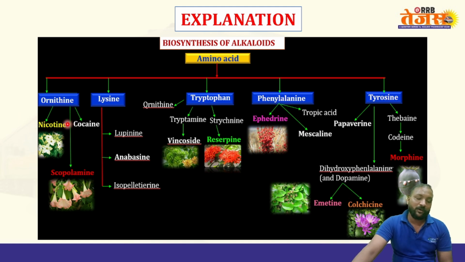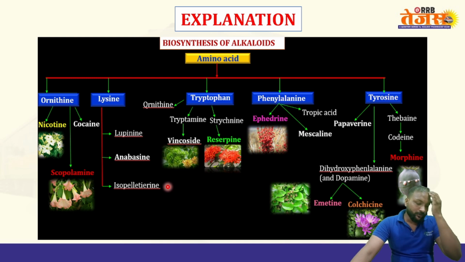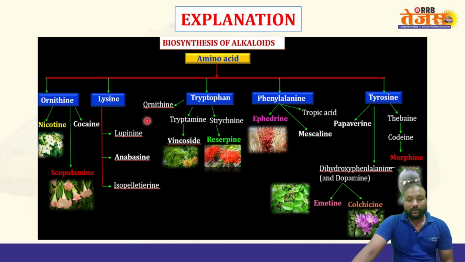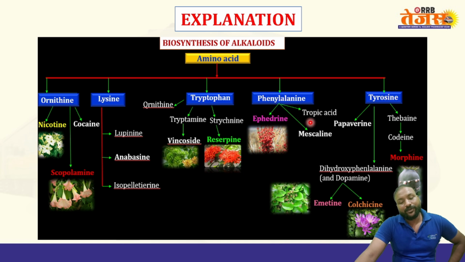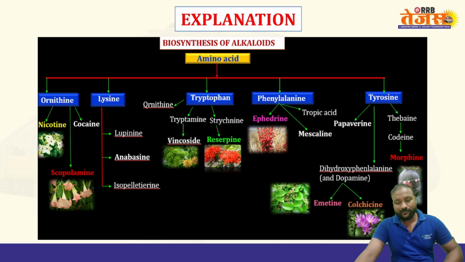You can see from ornithine, nicotine, cocaine, scopolamine are synthesized. From lysine, lupinine, anabasine, and isopelletierine are synthesized. And from the tryptophan, tryptamine, strychnine, reserpine, vincoside are synthesized. Whereas from phenylalanine, epinephrine, mescaline, tropic acid are synthesized. From tyrosine, papaverine, thebaine, codeine, morphine, as well as dihydroxyphenylalanine and dopamine. From the dopamine, epinephrine and colchicine are synthesized. So emetine is synthesized by the tyrosine. This is the question, this is the answer.